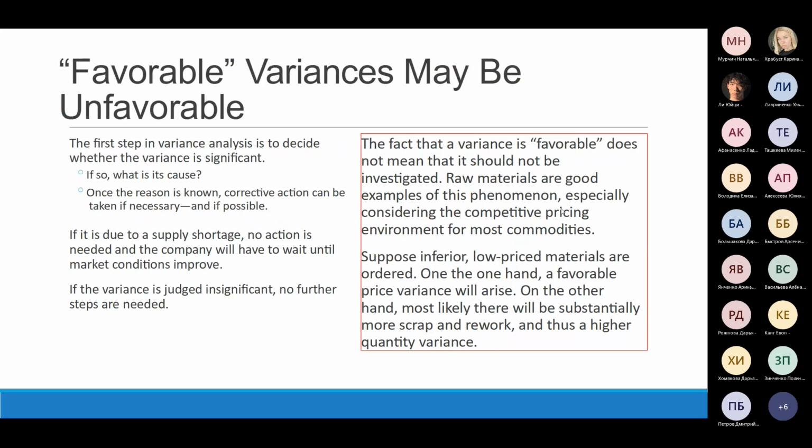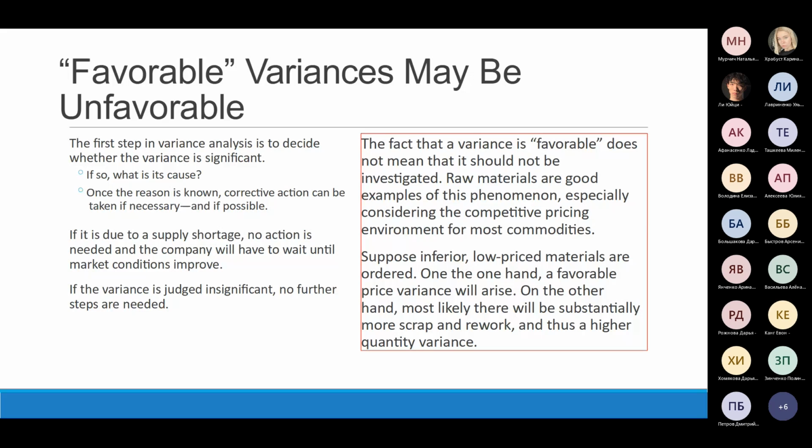To finish our today's lecture, I want to show you this very slide on when favorable variances may be unfavorable. The first step in variance analysis is to decide whether the variance is significant from the quantitative point of view. If it is significant, what is its cause? What is the reason for the occurrence of this variance? Once the reason is known, corrective action can be taken if necessary and if possible.